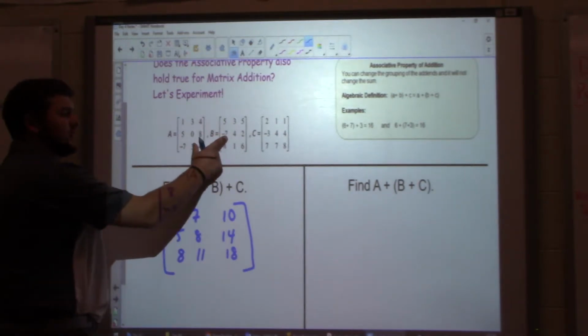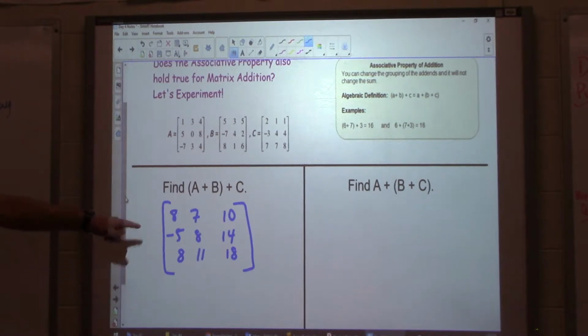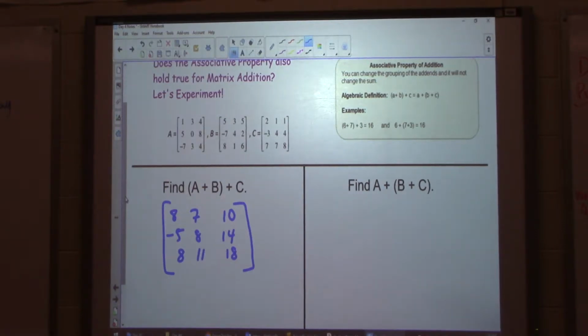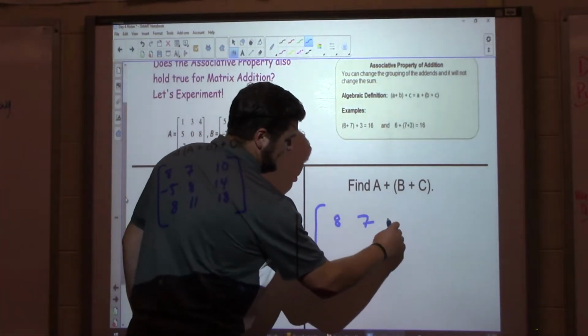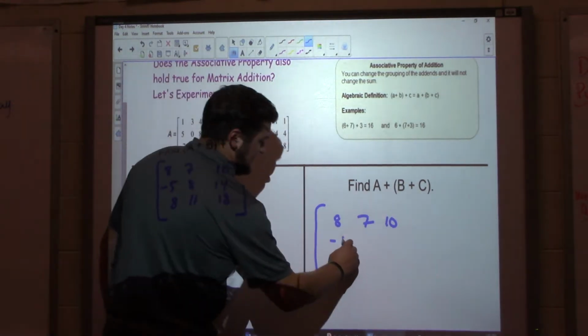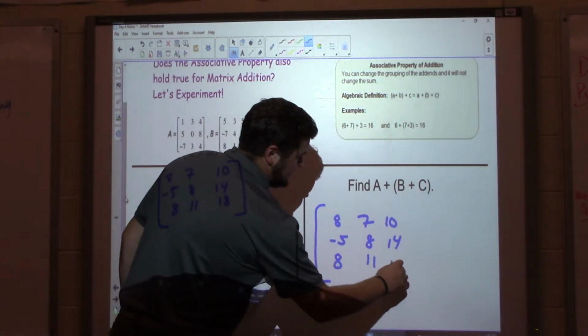If you add matrix A plus matrix B, and then you add matrix C to those, you should get this answer matrix down here. Who on this side of the room did the second part? Can you tell me what you got for an answer? I got the same thing. 8, 7, 10, negative 5, 8, 14, 8, 11, 18.